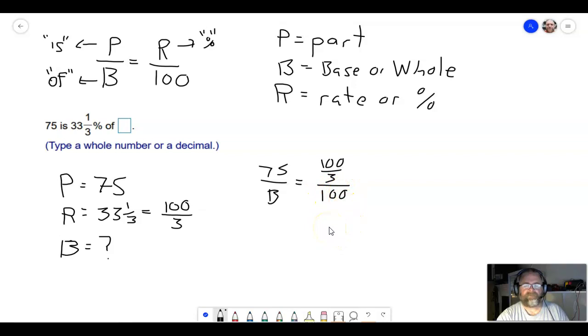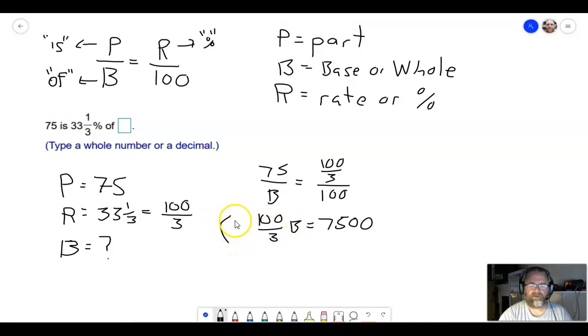All over 100. And now I'm going to cross multiply, so I'm going to get 100 over 3 times B is equal to 75 times 100, which is 7500. Now, I think the last time I showed you, I divided both sides by this fraction, which then you end up having to multiply by the reciprocal of the denominator, which is a fine way to do it, but there's a slightly easier way to do it if you're comfortable with it, and that's just multiplying. If you have a fraction times our variable here and you're trying to solve for that variable, just multiply both sides by the reciprocal of that fraction.